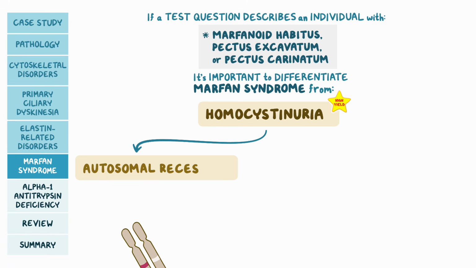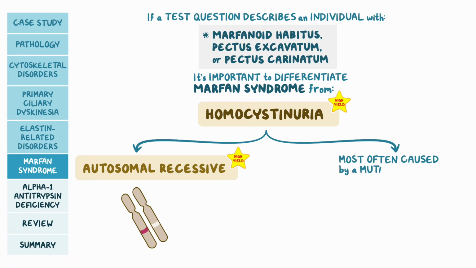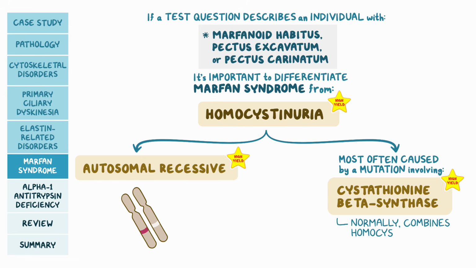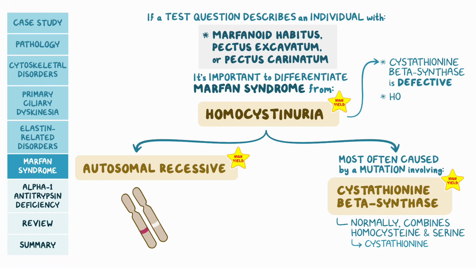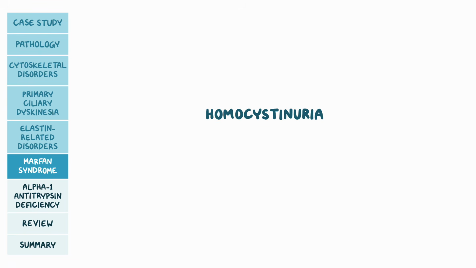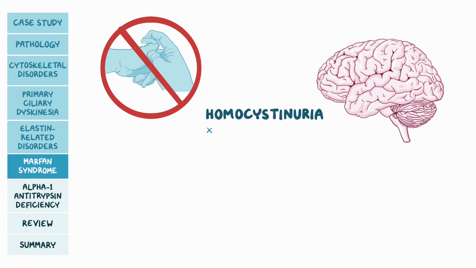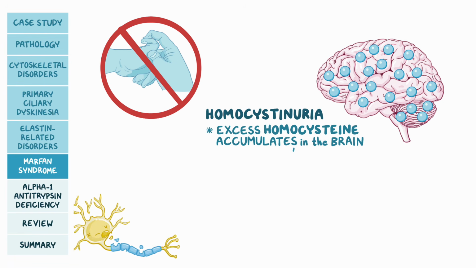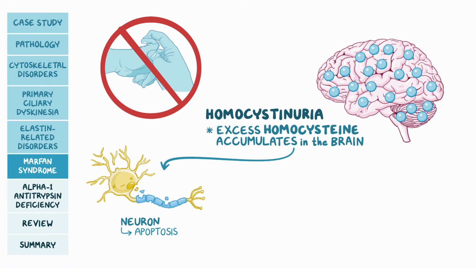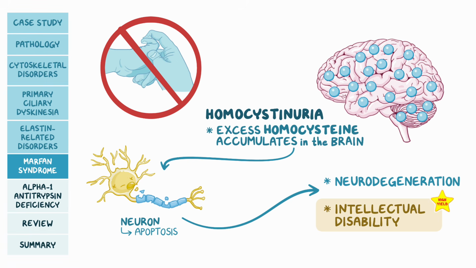This is an autosomal recessive disorder, most often caused by a mutation involving the enzyme cystathionine beta synthase, which normally combines homocysteine and serine to create cystathionine. In homocystinuria, cystathionine beta synthase is defective, so homocysteine builds up in the body. Now, unlike Marfan syndrome, homocystinuria does not cause hypermobile joints. Instead, the excess homocysteine accumulates in the brain, which causes neurons to undergo apoptosis or programmed cell death, leading to neurodegeneration and intellectual disability.